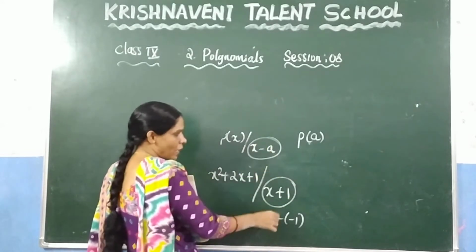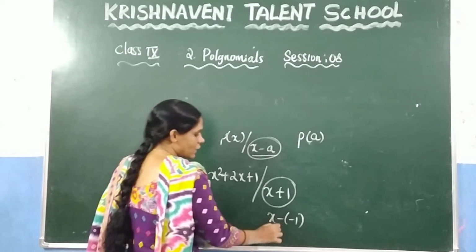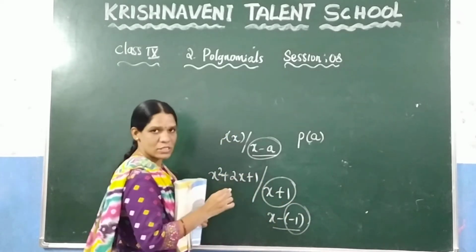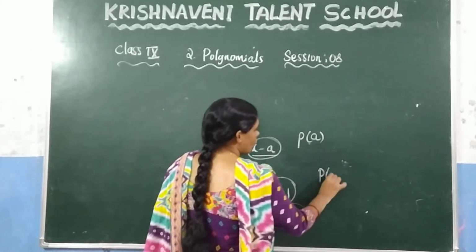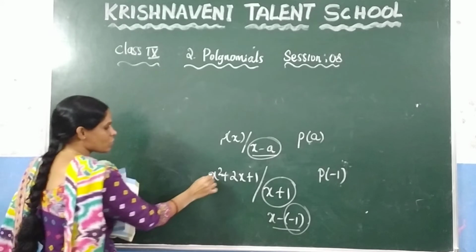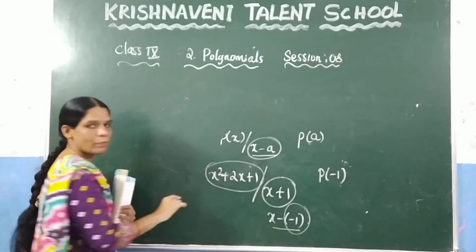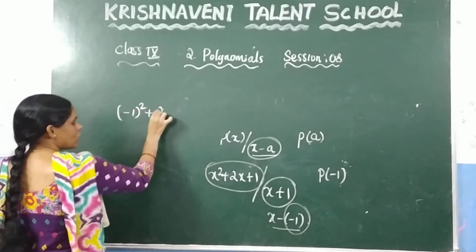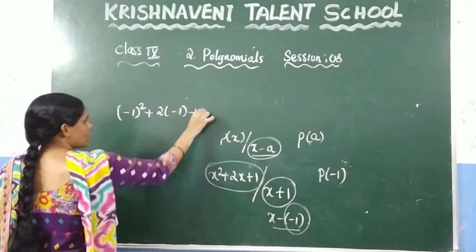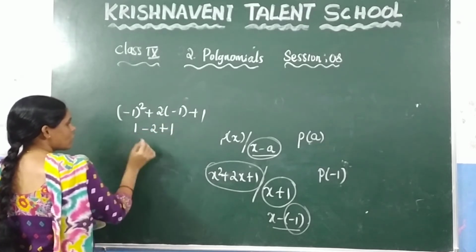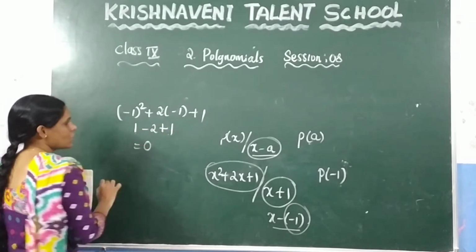So now you can compare it here. Here x minus a is there, here x minus of minus 1 is there. So what is the a value here? Which is minus 1. So the remainder is p of minus 1. In place of x, you need to substitute minus 1. So substitute here, what you will get? Minus 1 whole square plus 2 into minus 1 plus 1. What is minus 1 whole square? Which is 1, minus 2 plus 1. You are getting the remainder which is 0.